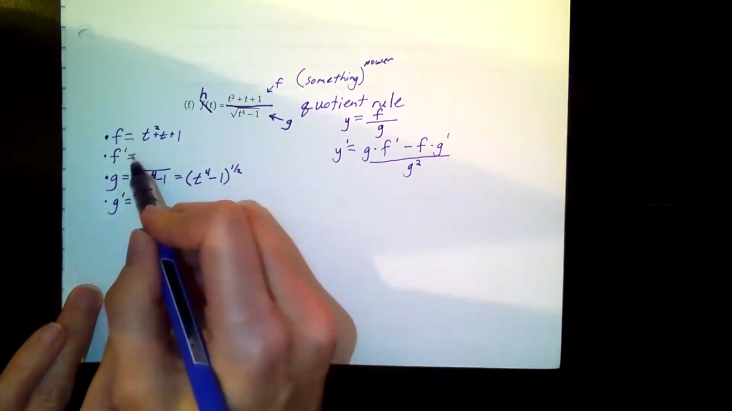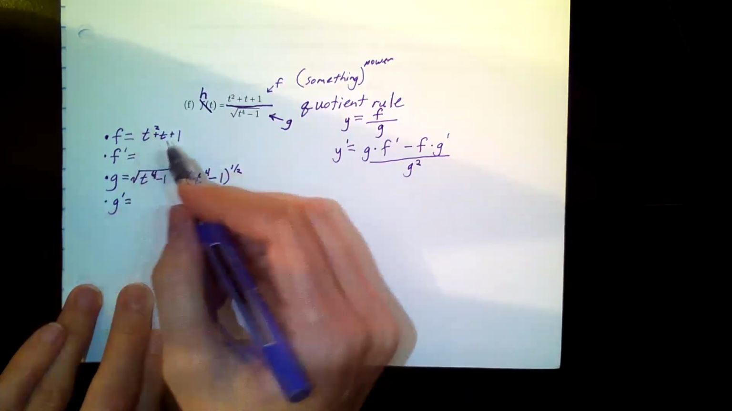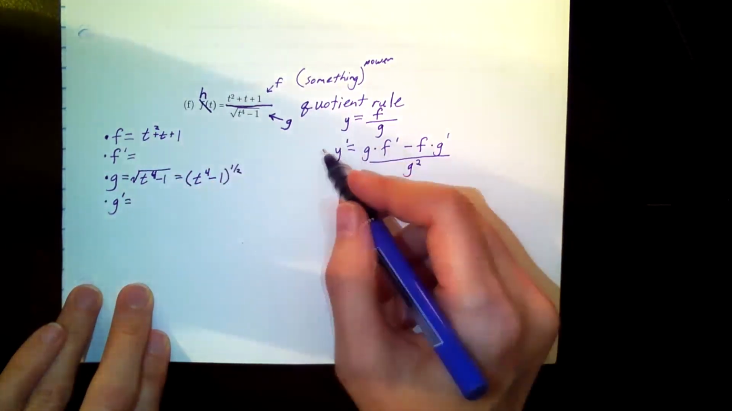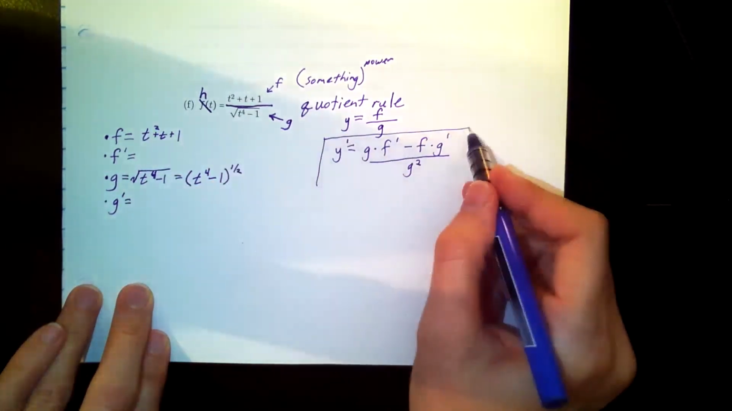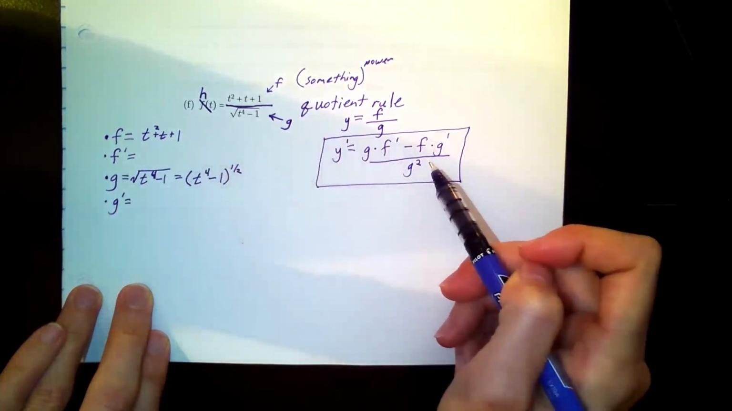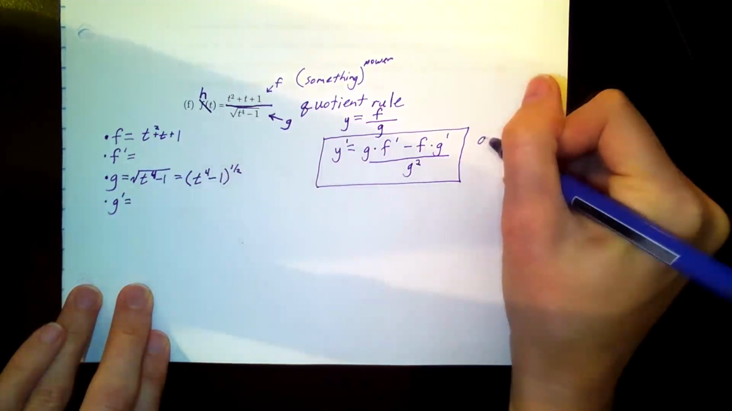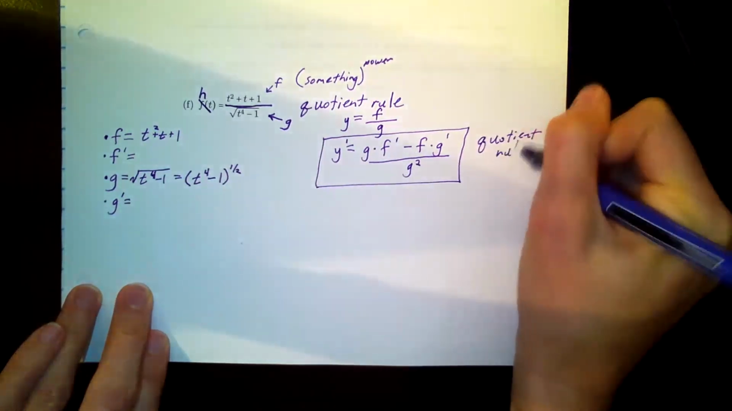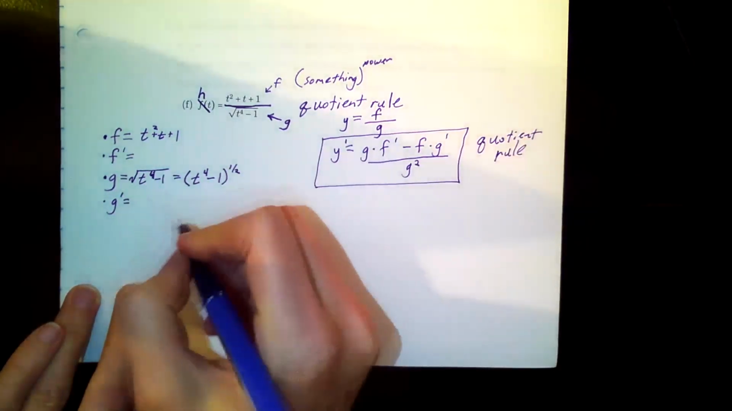I'm going to take the derivative of f and the derivative of g so that I can complete my list of things that I need in order to use the quotient rule. Ultimately, I want to find this formula. I want to stick all these parts in this formula as part of the quotient rule, but I have to get them first. What's f? What's f prime? What's g? What's g prime?